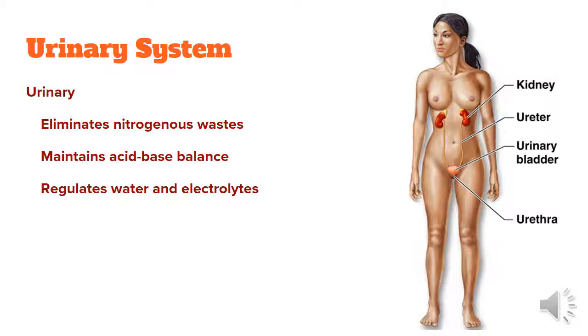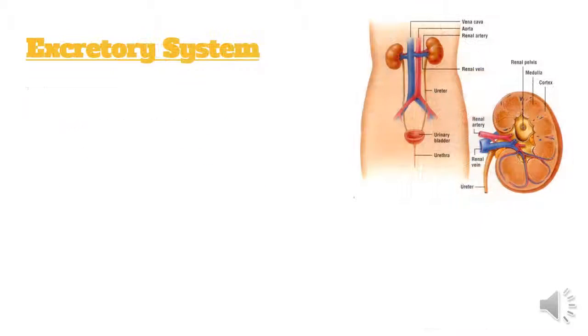In the urinary system, that's very important. It eliminates waste. It maintains the acid-base balance, or pH stays in this narrow range. Also regulates water and electrolytes. Parts of the urinary system: kidney, ureter, urinary bladder, urethra. And we're going to talk about that here in more detail in just a second, because it's all also part of the excretory system.